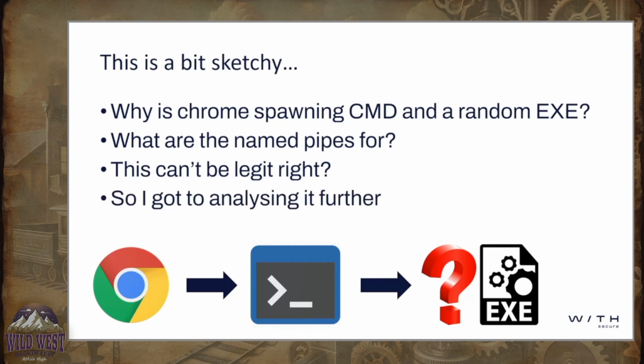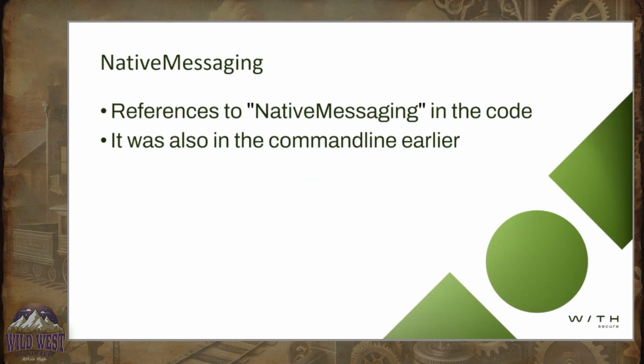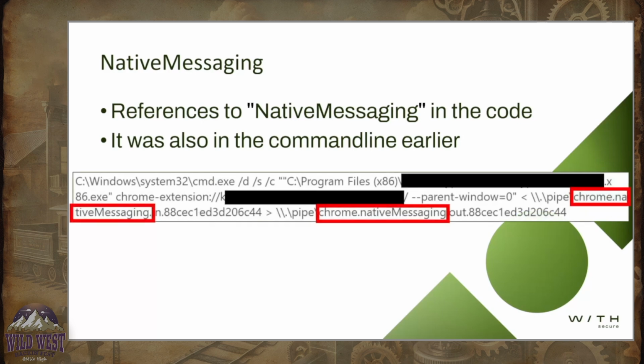So obviously, I got to analyzing it further. So I continued to have a look around the extension itself and the files associated with it, the manifest, the JavaScript, and I kept seeing something called native messaging, which I'd never heard of before. And also, if you remember in the command line from the previous slide, there was native messaging mentioned in there. And it made me think, what is native messaging? The way it's put in the manifest and the JavaScript, and also in the command line, you can see it's chrome.nativeMessaging. It made me think, maybe this is a feature of Chrome, right? So the next logical step for me would be to look in the documentation for Chrome and see if it's mentioned anywhere. And that's exactly what I did.